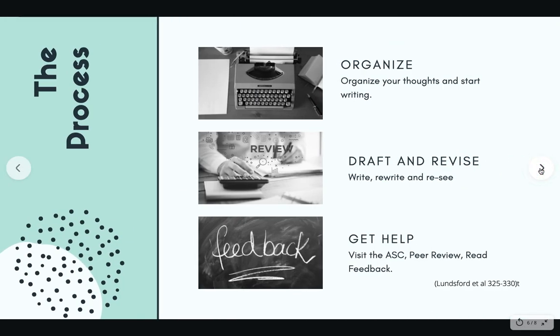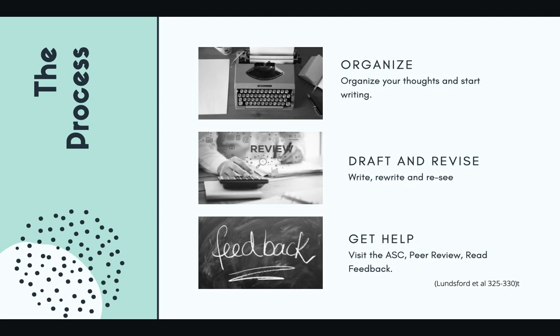And then, of course, in the process, organizing and starting writing. In this first part, we're not quite there yet. We're going to be there in the coming weeks, but you're going to eventually have to organize your thoughts, outline, etc., and then just start writing. And then after you write, you'll be drafting and revising, looking at your draft, re-seeing, revising. We'll be talking about that a little bit later on as we move towards that.